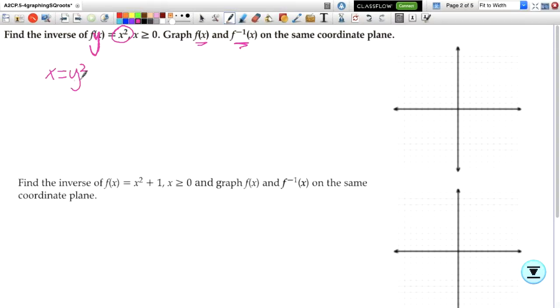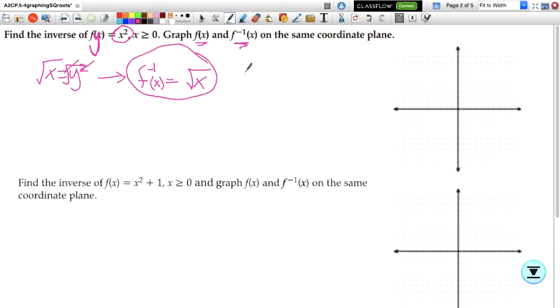Now I need to get my y alone in positive. So just like we spoke about in our sit and begin and have talked about in the past, the way to cancel out a square is with a square root. So I square root both sides, cancel, cancel, and I'm left with my inverse. So my inverse of f of x is going to equal the square root of x, right? This is just y, so I can plug it in with my f of x piece.